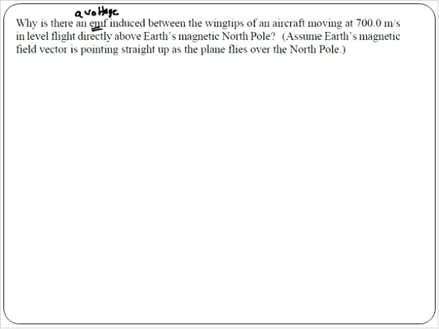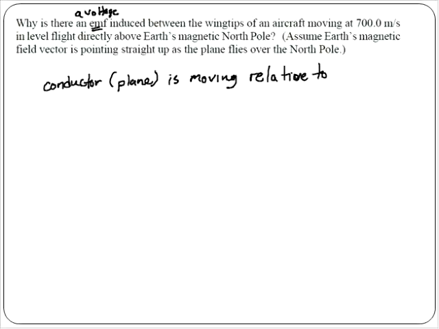So as that aluminum-skinned aircraft, in other words that flying conductor, passes through the Earth's magnetic field above the North Pole, where the field vector is straight up and down and the object is cutting straight across, there is an induced current. The conductor, which is the plane, is moving relative to a magnetic field. That's the answer. That's all you'd have to say to get full marks for a question like that.